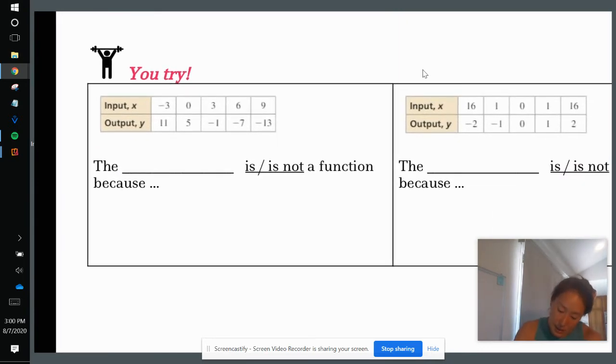All right, I can see that the first one is a function because there are no repeating x values, so I don't have any conflicting information. So that means each input here has its own output. So the table is a function because each input has its own output.